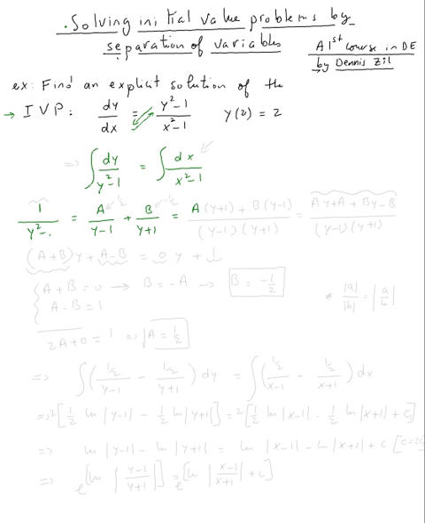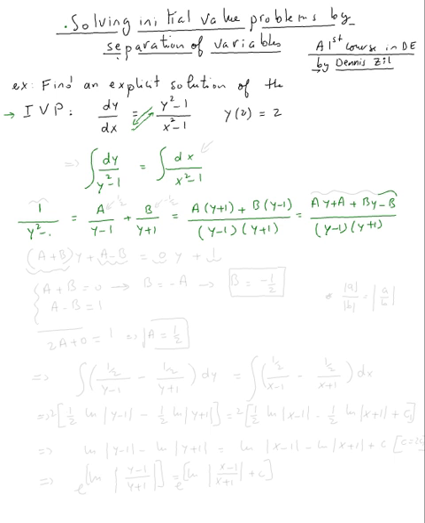So this is the same thing as A times y plus 1, right? We need to multiply A by y plus 1, and we need to multiply B by y minus 1. I just did two steps in one, and this will be over y minus 1 times y plus 1. Now I'm going to distribute the numerator, so this will be ay plus a plus by minus b, over y minus 1 times y plus 1.